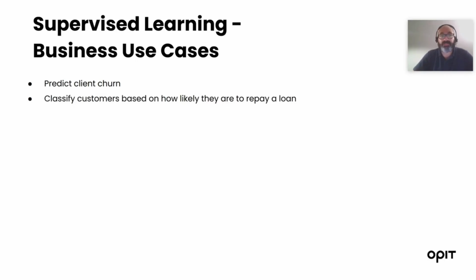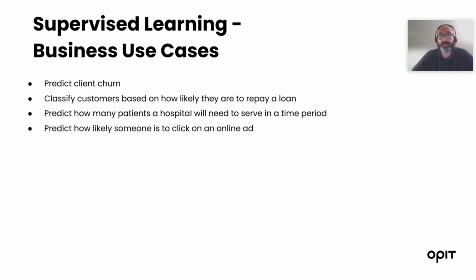Another business use case is to classify customers based on how likely they are to repay their loan. And this is an important business case for banks. Another business case is to predict how many patients a hospital will need to serve in a time period. You can imagine in a period like the past pandemic, this application is very fundamental. We can also predict how likely someone is going to click on an online advertisement, and this is a business that Google does a lot.